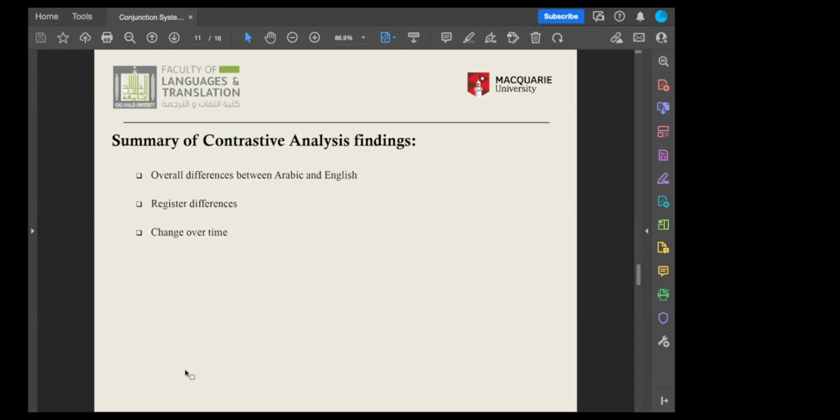For example, additive connectives occur more frequently in period one Arabic text compared to period two Arabic text. This short-term diachronic change might be explained as a change in Arabic, and creates possibilities for cross-linguistic influence in translation from English into Arabic. And that will be clarified in the next analysis. As we say here, there's a kind of change. Arabic uses more connectives in the old period, period one, than in period two. And this difference is significant.